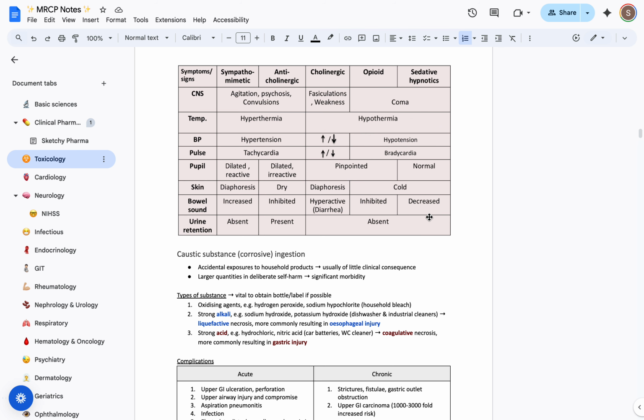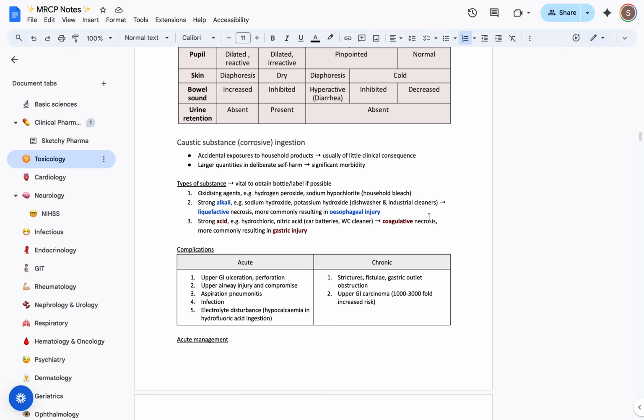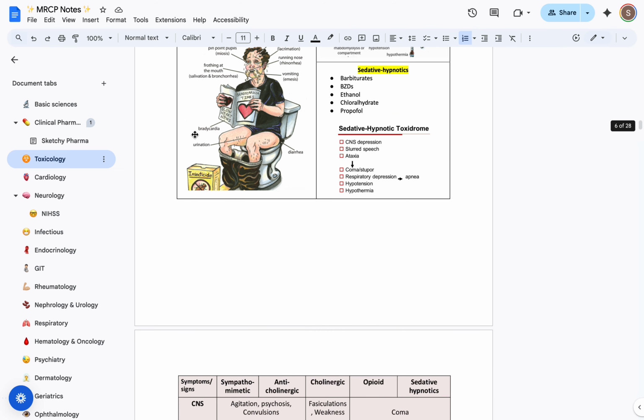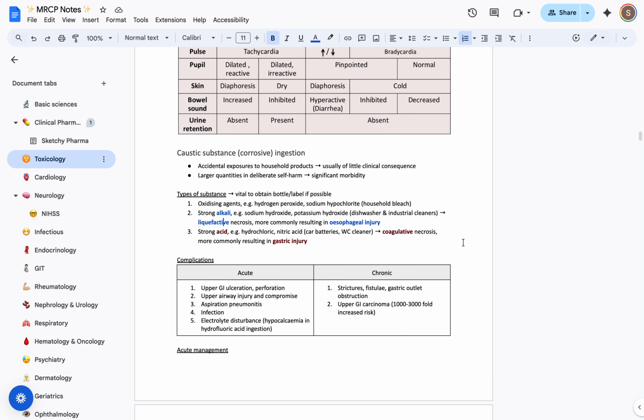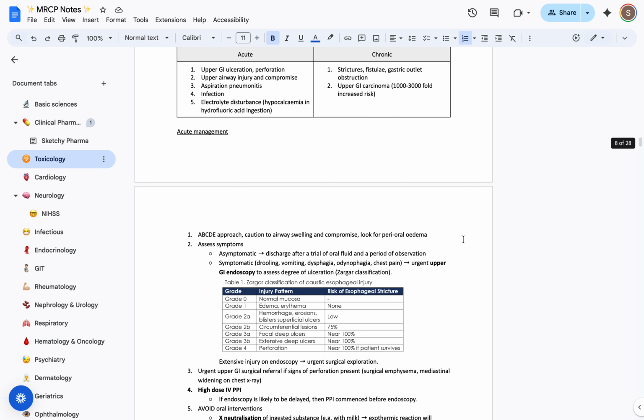Okay. Now, for corrosive ingestion, which is basically the accidental exposure to household products. According to the type of substance, it could be oxidizing, it could be an alkali. If it's an alkali, it will cause liquefactive necrosis and lead to esophageal injury. If it's an acid, it will cause coagulative necrosis and it will lead to gastric injury. So there's a lot of complications that can happen.